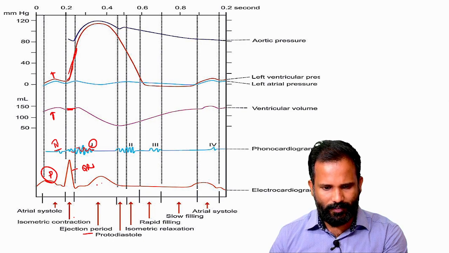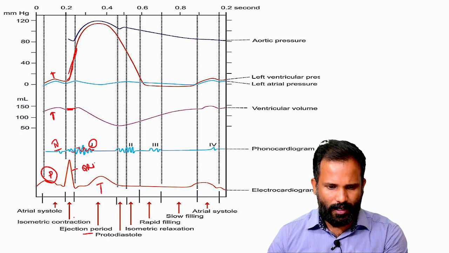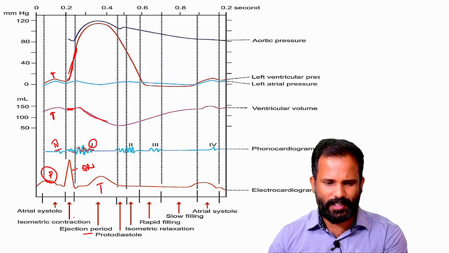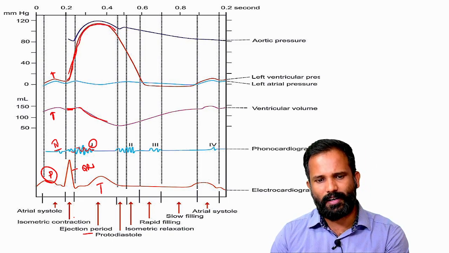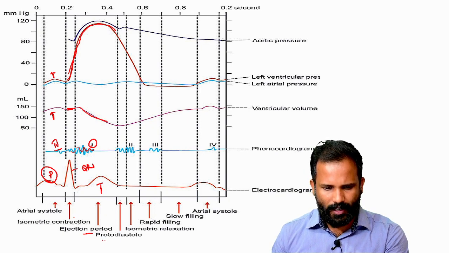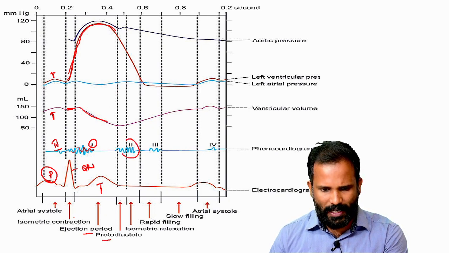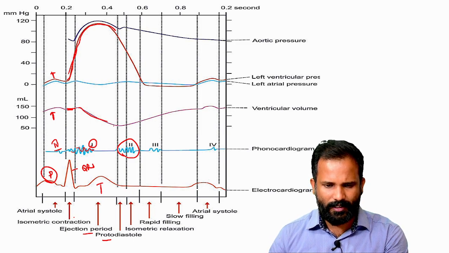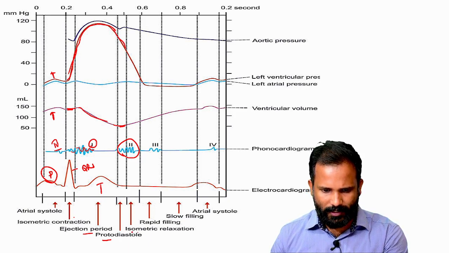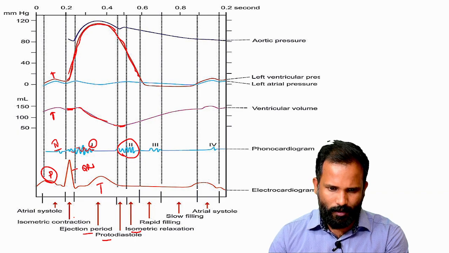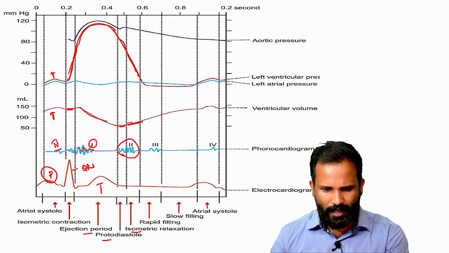Ejection period, we have the T wave, and you can see here the volume has decreased because the blood is leaving the ventricle. The pressure is still increasing because the ventricle is still contracting. And coming to the protodiastole, we have the second heart sound here, and still a fall in volume. Then in isovolumetric relaxation, volume remains constant, but the pressure falls much.